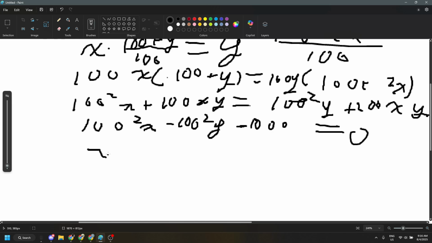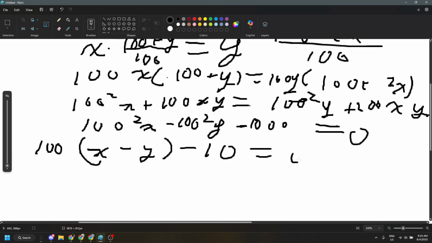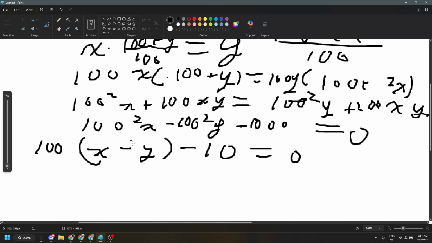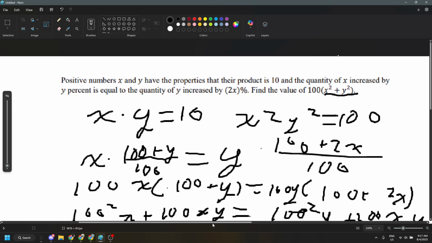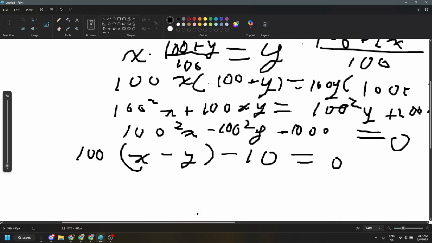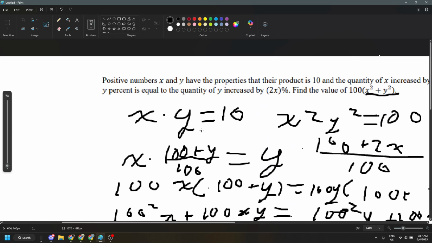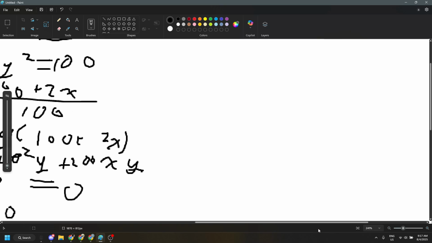Oh, I can divide by 100. Because there's 100 in both of these, minus 10. But I have x minus y, not x plus y, and it's not squared either. Ooh. If I have x minus, no. I was gonna multiply this by x plus y, but that'd give me x squared minus y squared, not x squared plus y squared.